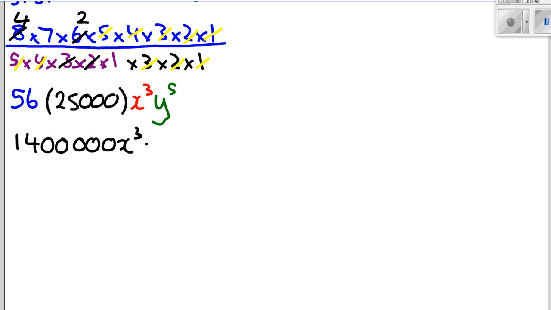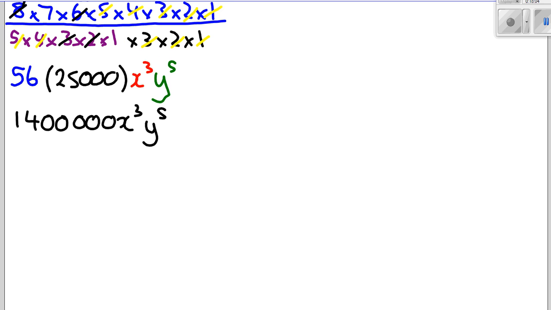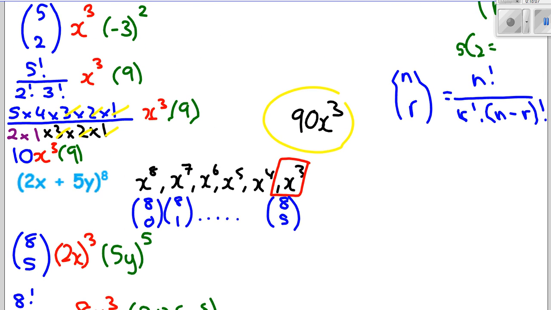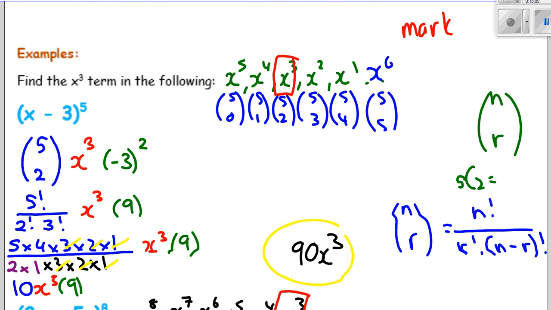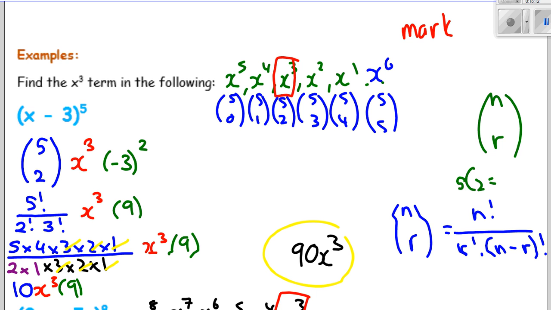So my boo-boo was, what did I do? I did something wrong at the beginning. I did 8C3. That's what messed me up. I didn't do 8C5, I did 8C3. Oh! Now I know why I did, but that's fine. It's all because, yes. Oh! Find the x cubed term in the following. So I was looking at the wrong question. Oh, it's fine. My initial answer was okay. It should be 8, yeah, (x minus 3)^5, yeah.